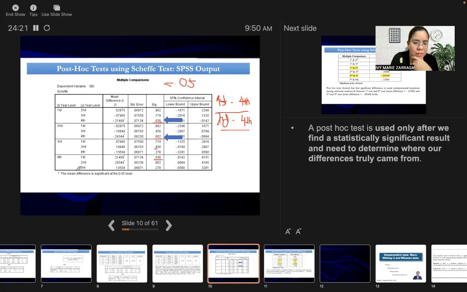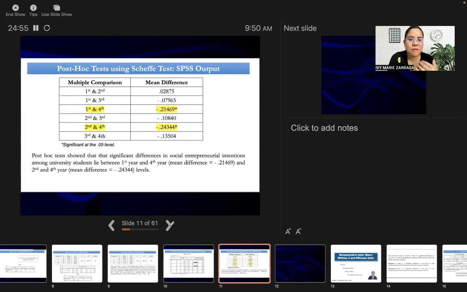Then makikita nyo rin dito na yung asterisk, the mean difference is significant at the 0.05 level. So, nakalagay din dito, meron siyang asterisk dito sa mean difference. So, kahit nandiyan na isa-isahin, itong mga to, hanapin nyo lang kung saan merong asterisk. Doon makikita kung merong significant or the result is statistically significant. So, finalize na natin. First year, fourth year, then second year, fourth year.